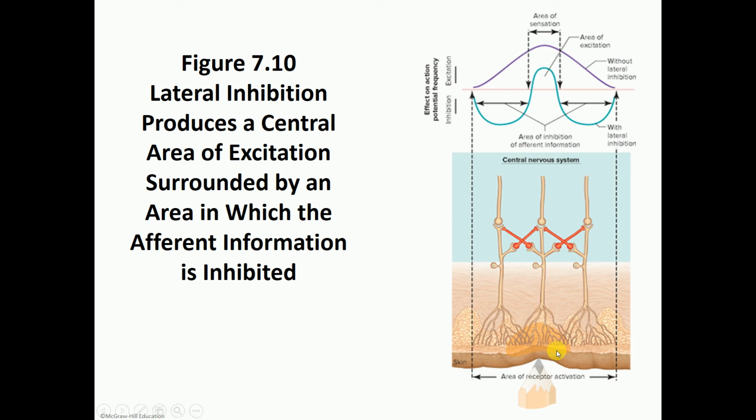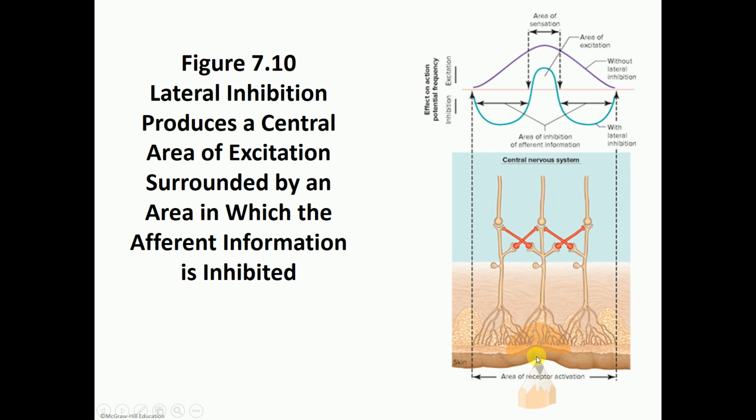So let's take a look at what is going on here. You have 3 different sensory neurons. We'll name them A, B, and C. You can see that there is overlap in their receptive fields. But this is the area that is being stimulated. So the area stimulated is basically right in the middle of area B.